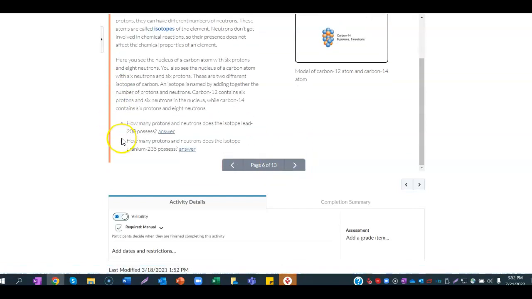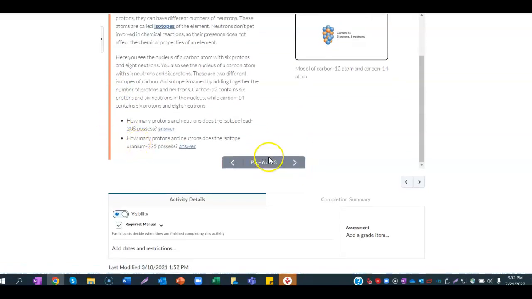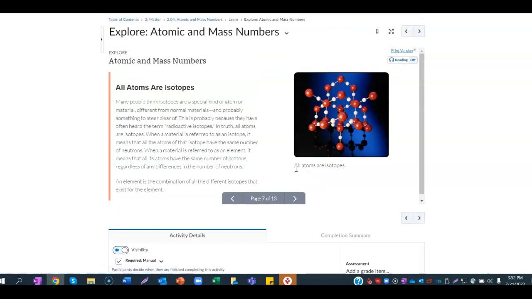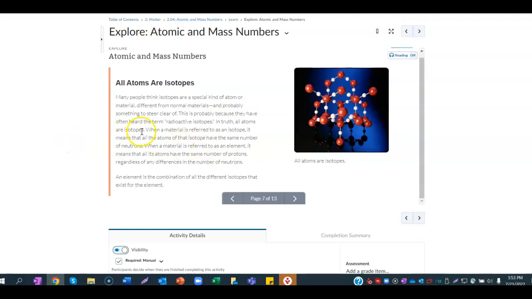So writing down how to figure that out might help you if you need to include that in your notes. Question 6 says an element is a combination of what? And so we're looking to see if that pops up in this reading.